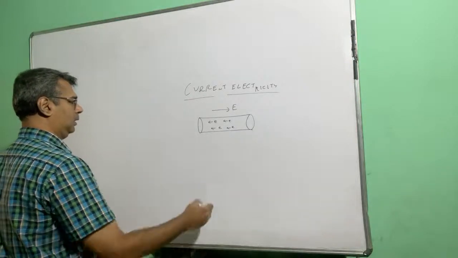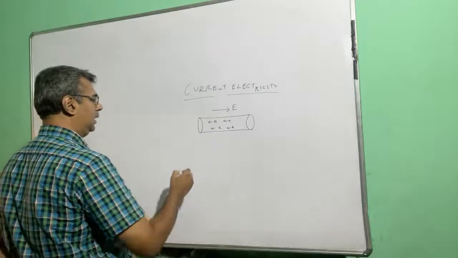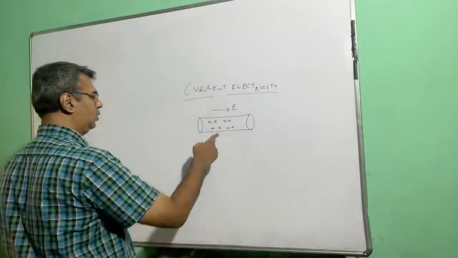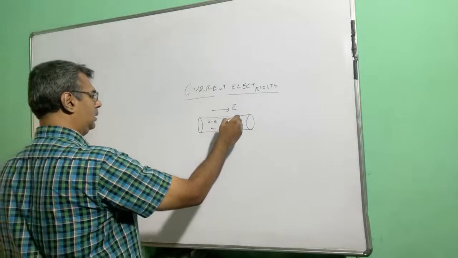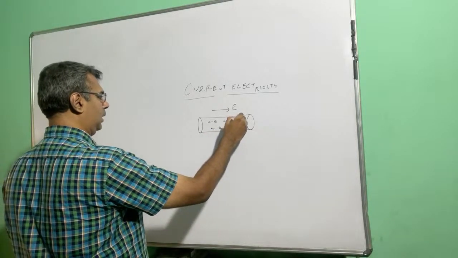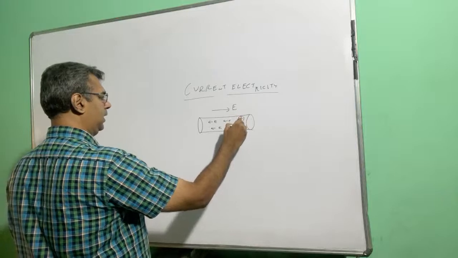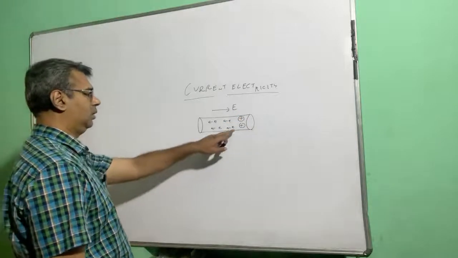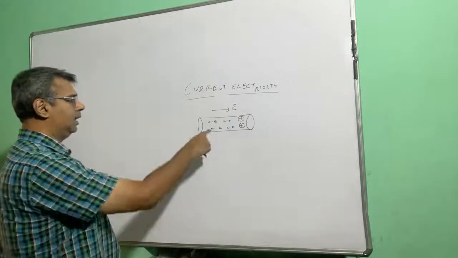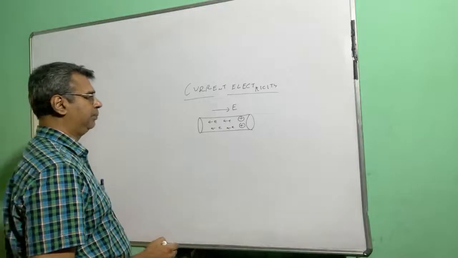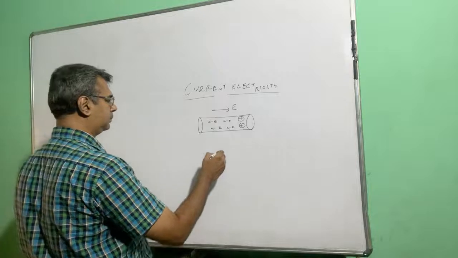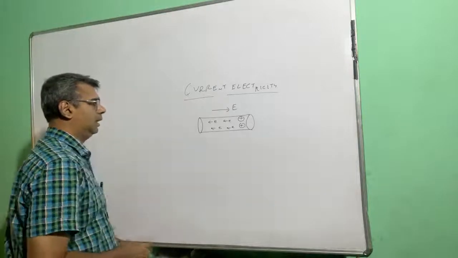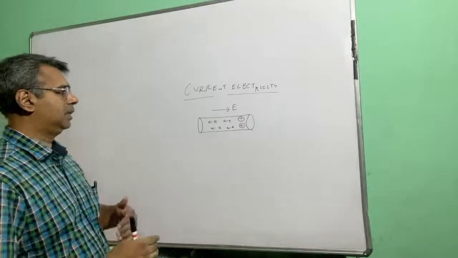Now the thing is that when the electrons are moving, they will collide with each other, and also inside the conductor there will be some fixed cations. So the electrons will collide with these fixed cations and they will collide with each other. Now what we can say is that this is a process which will keep happening.